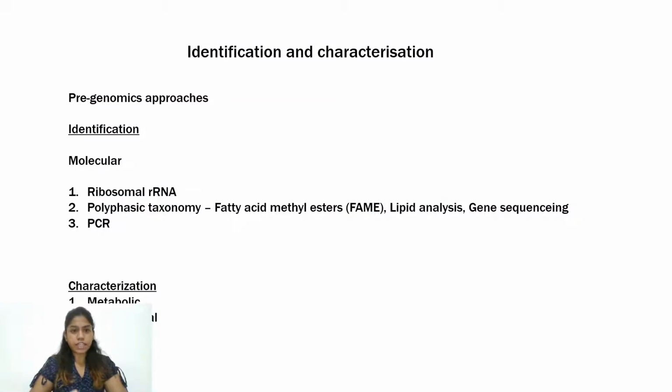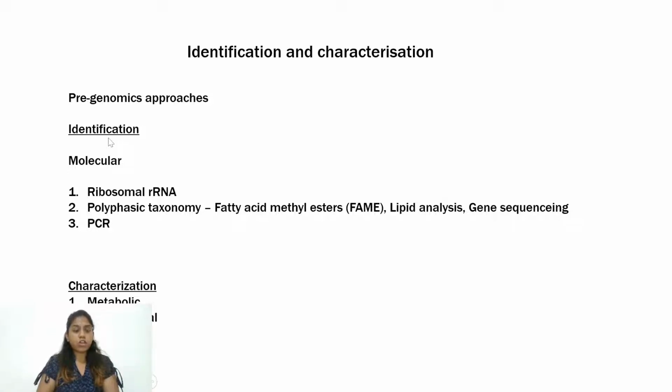So again, identification and characterization. Even for bioremediation, this is the most important starting step because we need to understand what bacteria or what microbe we are working with. We have already seen that there are several pre-genomic approaches, which means we don't have to do the full genome sequencing using next generation sequencing, and rather we can use some other techniques for identification.